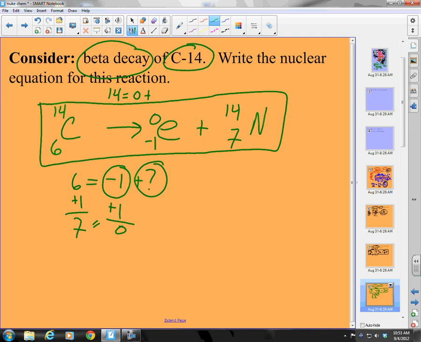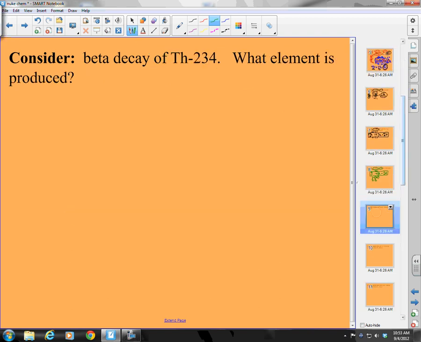Can you do that? I think that you can. There you go. Beta decay of thorium-234. Put me on pause, and when you're done, bring me back. Okay. Piece of cake, right? It was easy. Well, I hope so. Beta decay, what kind of particle is emitted? Well, it's going to be an electron, and we represent the electron with 0, minus 1.